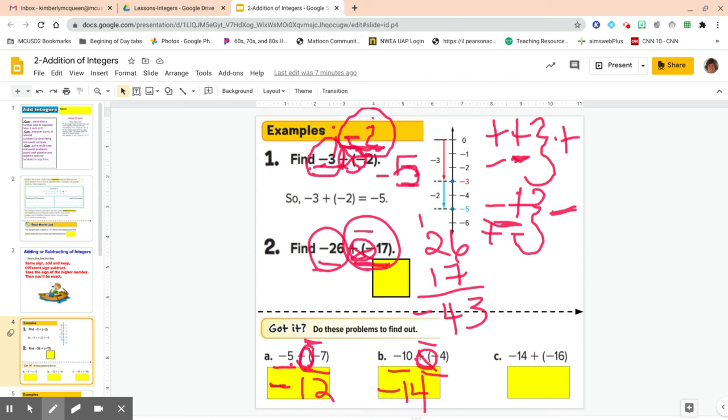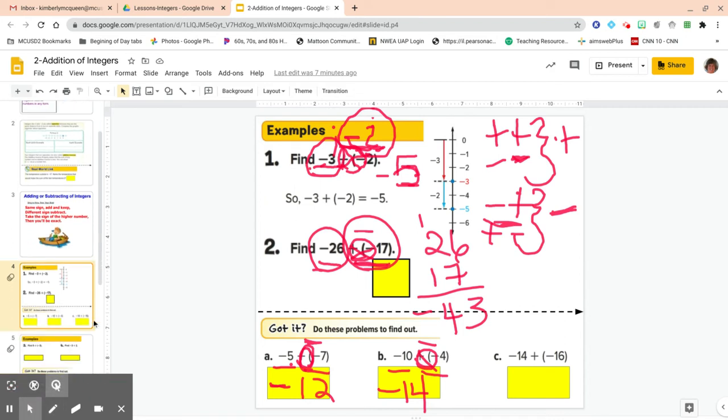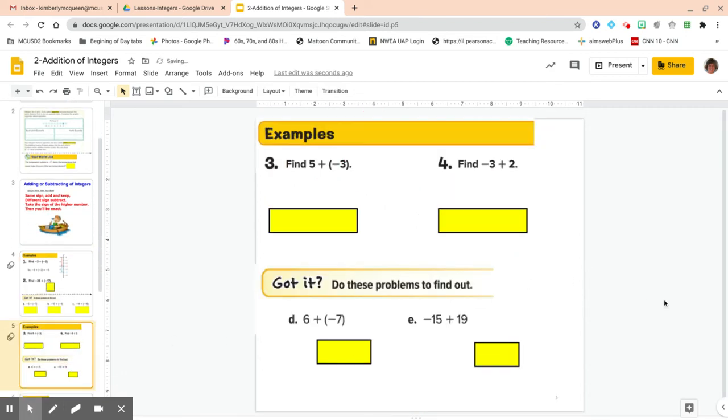All right, you will do letter C on your own. Let's go on to slide 5. Okay, so slide 5. Looks like it's a little bit easier. I don't have as many signs to worry about. But let's do a couple of these together.